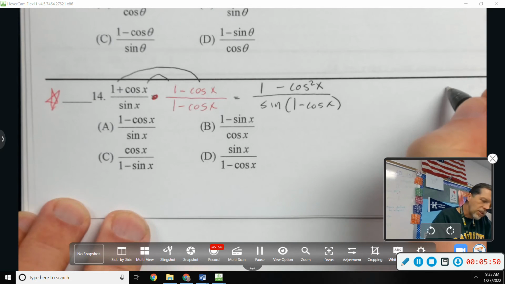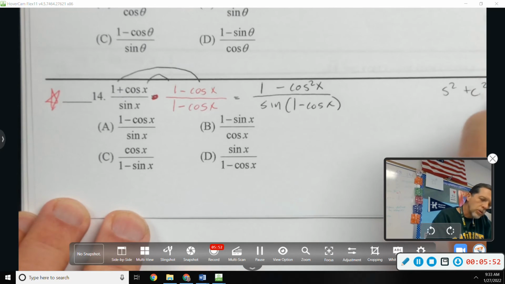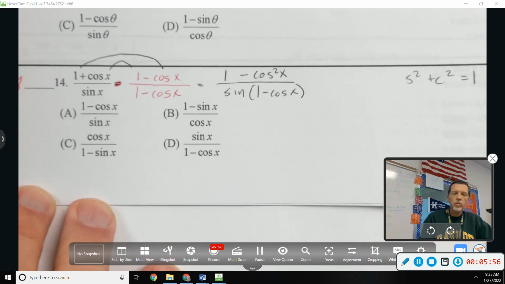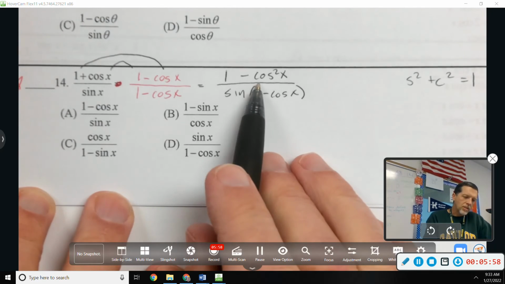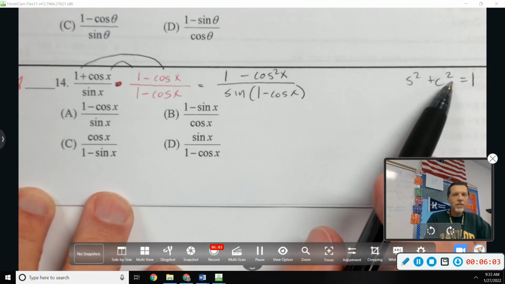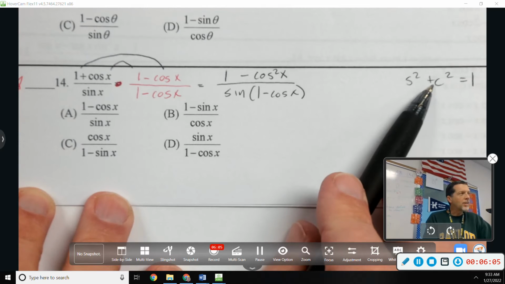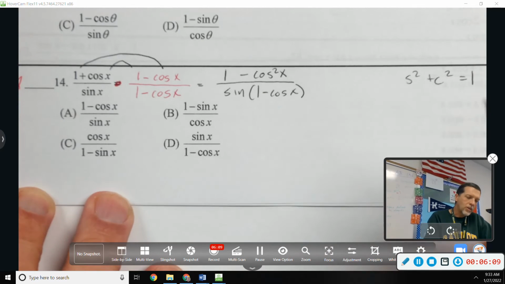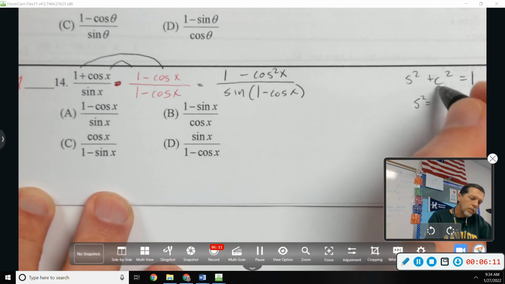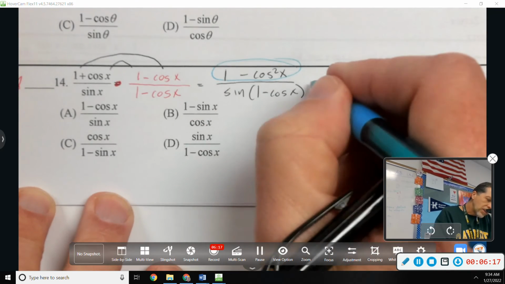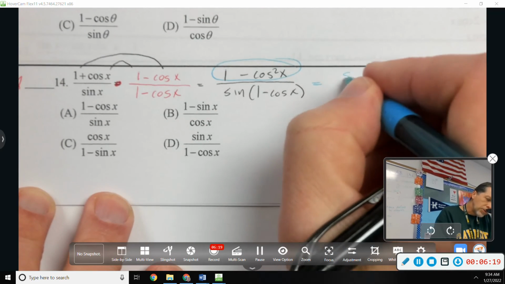Let's see, I know that sine squared plus cosine squared equals 1. So what does 1 minus cosine squared equal? Hopefully you have this memorized, or you write it down, and then you can rearrange it either in your head or on paper if you need to. If you move the cosine over, you get 1 minus cosine squared, so 1 minus cosine squared is equal to sine squared.